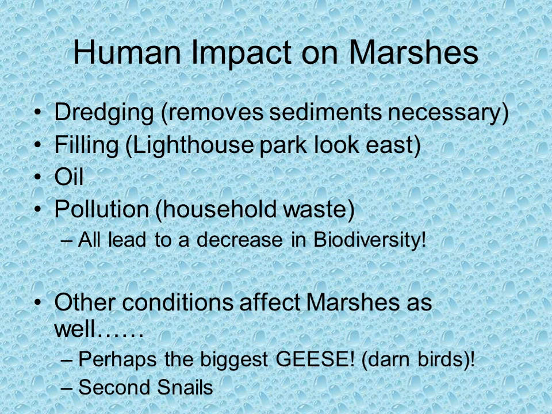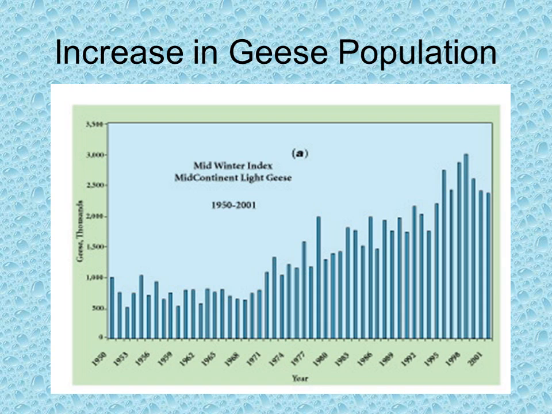But there are other biological factors that affect marshes probably much more than we do. One of the biggest biological factors that affect marshes are geese, and the second would be simple snails. Now, this is just a graph of the increase in the geese population from 1950 to 2001. And you can see it's almost doubled or tripled or beyond that in some cases.